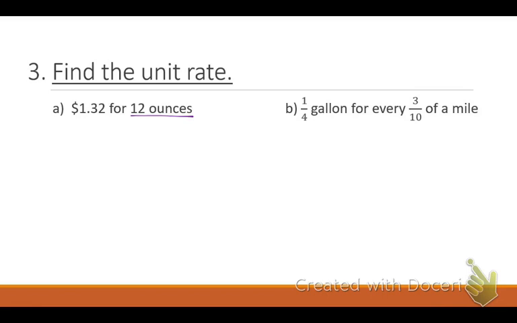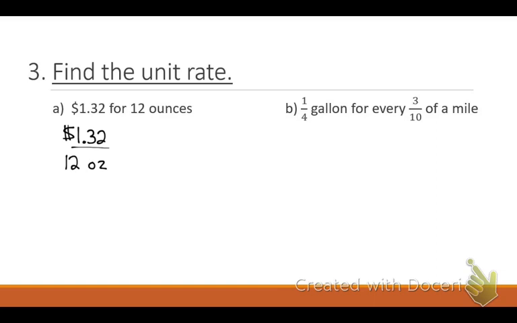All right, so here we go on this one. It says $1.32 for 12 ounces. Say 12 ounces of macaroni noodles or something. And we'll talk in a minute on how this can actually be pretty applicable to our everyday life, at least on a weekly basis. Okay, so we have $1.32 for 12 ounces. It says find the unit rate. So what I'm trying to do is find how much money per 1 ounce. How do I do that? I take the first value and I divide it by the second value, $1.32 divided by 12.